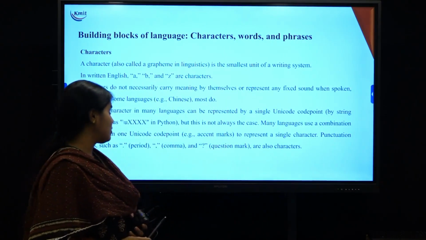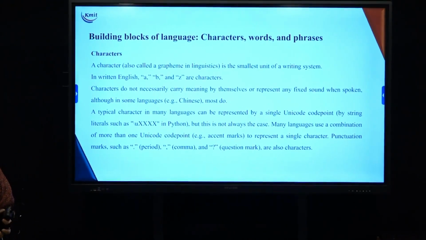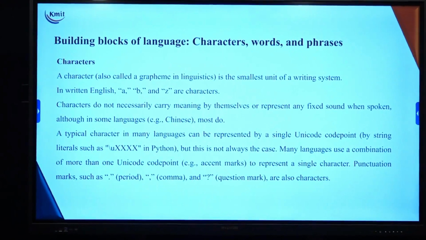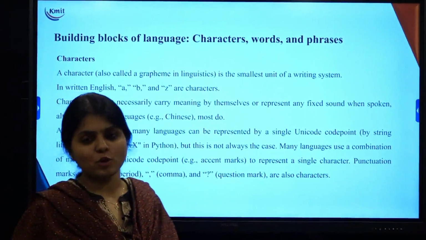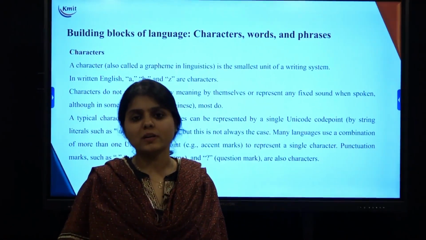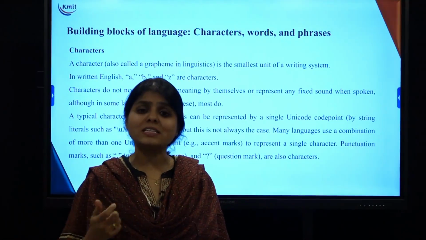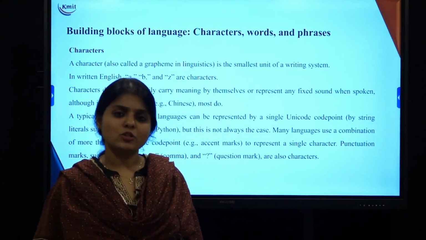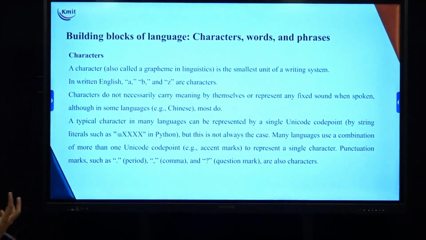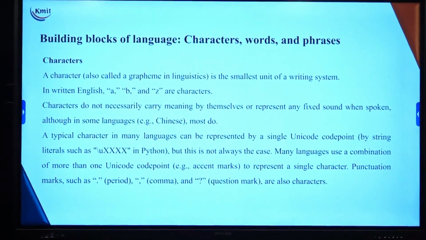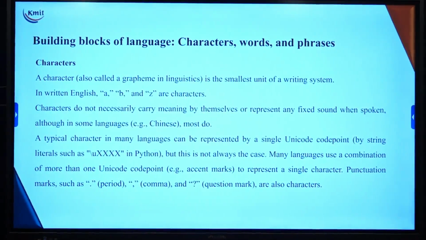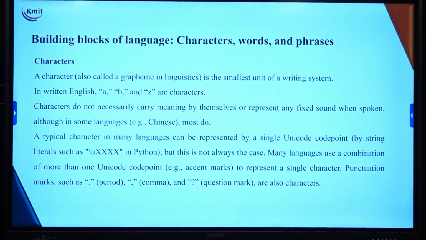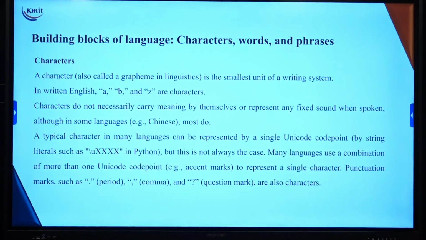One is called characters, words and phrases. Of course, all of us know these are English terminologies. As I told you earlier, NLP is all about linguistics along with AI. So let us have a quick recap, a quick understanding about what are characters, words and phrases. Generally, a character is the smallest unit of a writing system.